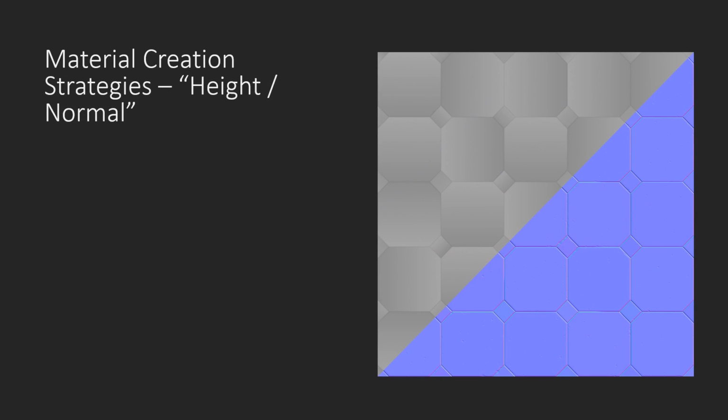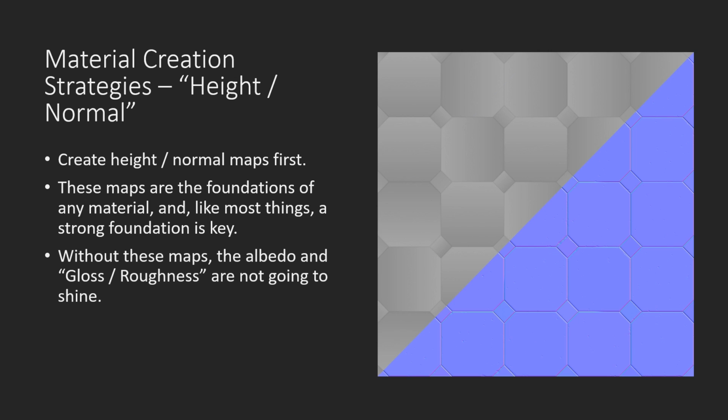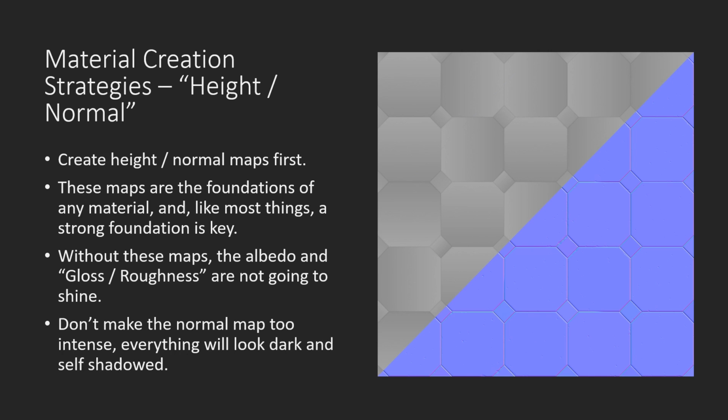Okay, so moving on to material creation strategies. This is what I think about when I'm working on a height or a normal map. I create it first. These maps are the foundation of any material, and like most things, a strong foundation is key. Without these maps, the albedo and gloss or roughness are not going to shine. And don't make the normal map too intense, or everything will look dark and self-shadowed. I'll go over that later.